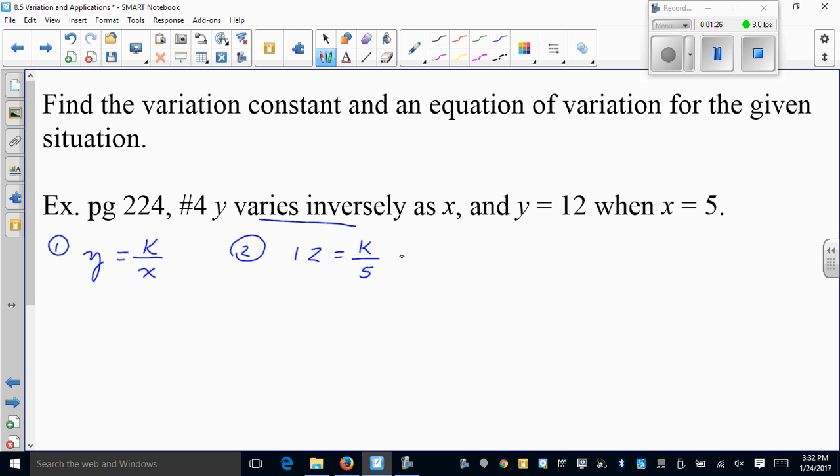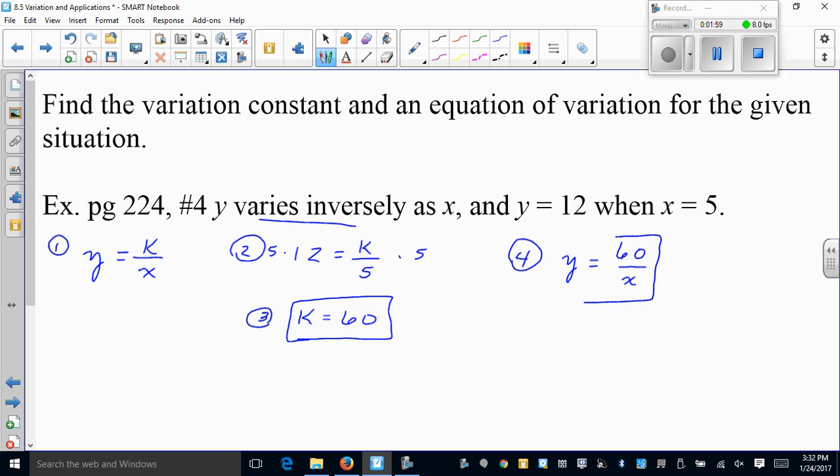Step 3 would be to solve. So times 5 on both sides, and I get k equals 60. So there's your solve. I will be looking for this. You need to identify it. You can't just write it in. You have to show me how you got there. And then your last step is to plug in your k value. So y equals 60 over whatever x is. And that's it.